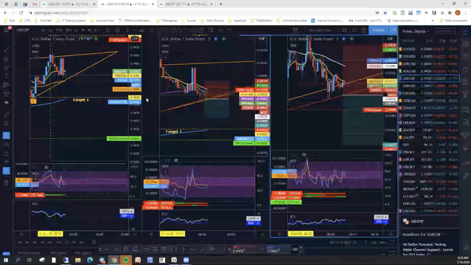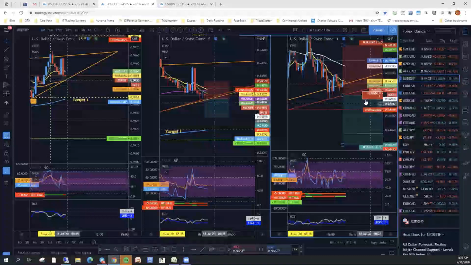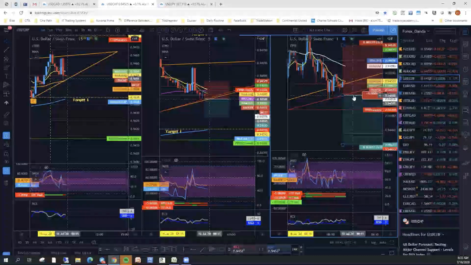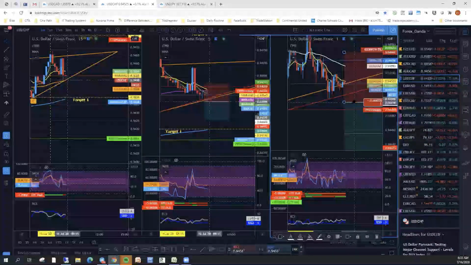And that's at 94.49, which is pretty much right in this area where we'd be looking at perhaps getting into this trade.